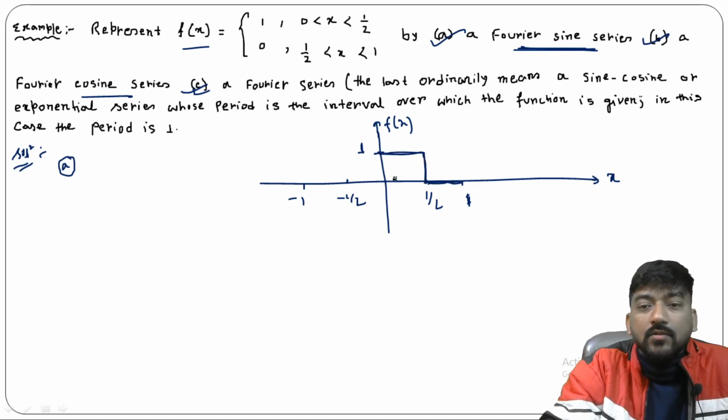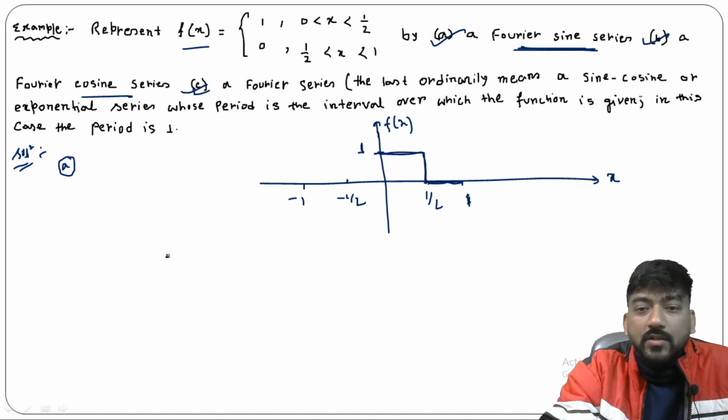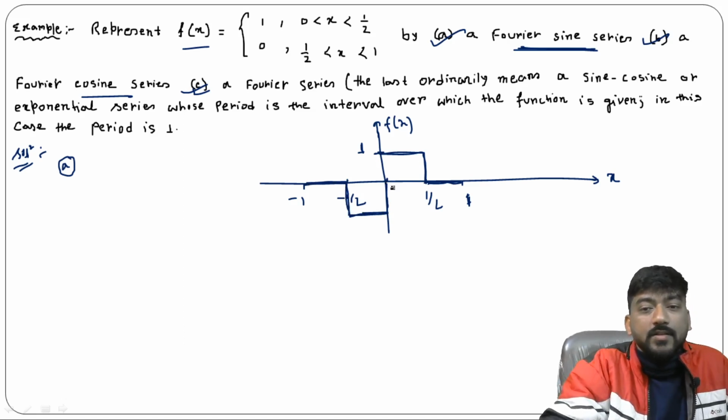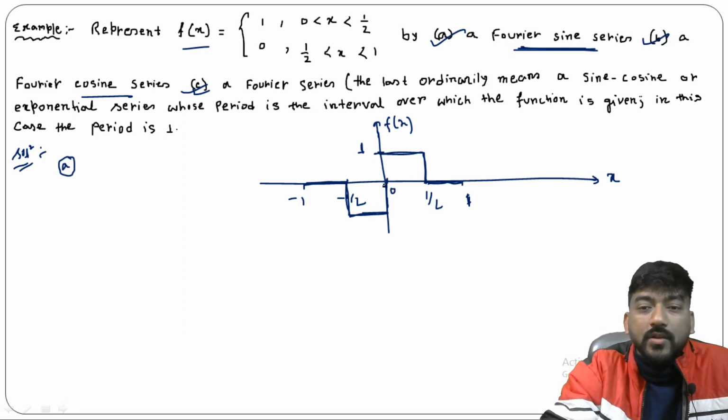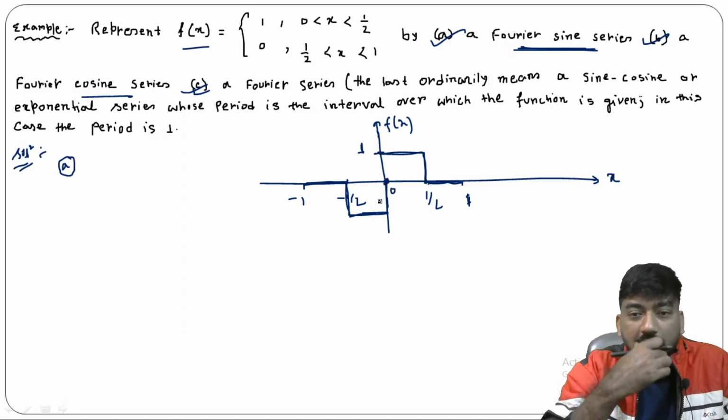Now if you want to get it as an odd function, then you have to draw it so that it is symmetric about the origin. So you will get this kind of situation. So this is symmetric about the origin.